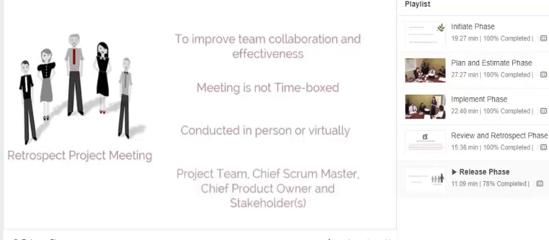Attendees include the project team, Chief Scrum Master, Chief Product Owner, and stakeholders. During the meeting, lessons learned are documented and participants look for opportunities to improve processes and address inefficiencies.